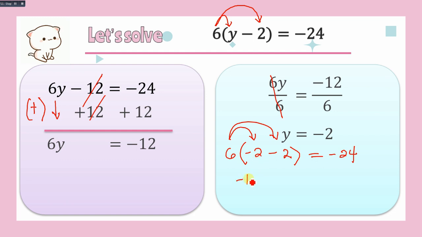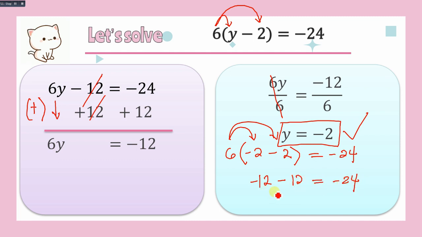So we distribute and multiply 6 to the quantity of negative 2 minus 2. So we have 6 times negative 2, that will be negative 12, and also 6 times negative 2, so we have also negative 12. Negative 12 minus 12 will be equal to negative 24, and negative 24. So meaning our value of y, negative 2, is correct. It makes the equation balance.